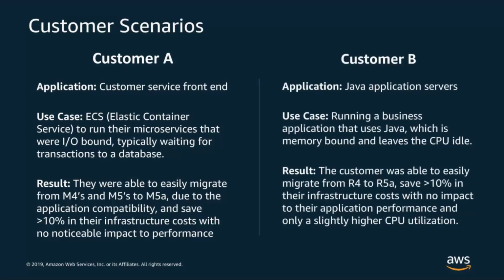Our customer B was running a Java application server. This was a business application that leveraged Java, and it was largely memory bound and was leaving the CPU idle a lot. This customer heard about this new A version of our instance types, specifically in this case R5a, and they found that once they migrated from R4 to R5a, they were able to save more than 10% on their infrastructure costs, and they found no impact to their application performance and only a slightly higher CPU utilization, which was very acceptable for the tolerance that they had in their application.